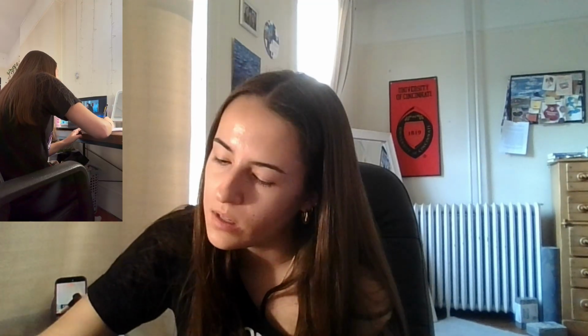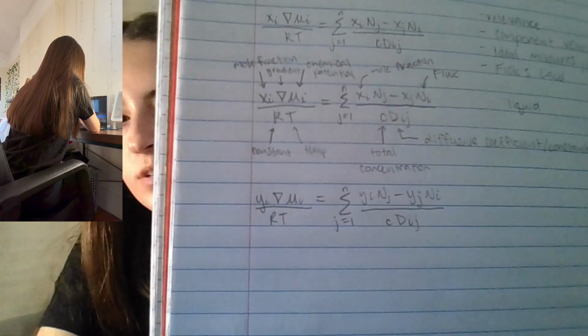I'm just writing that out really quick. And I'm writing this out because when we're looking at the velocity and how the component velocities are directly related to the Maxwell-Stefan equations, we're going to look at that in the gas phase. So I'm just writing this out so we have it for that next part of the video. All right. So once again, the only thing that I changed is I made the x's y's. And this is gas.